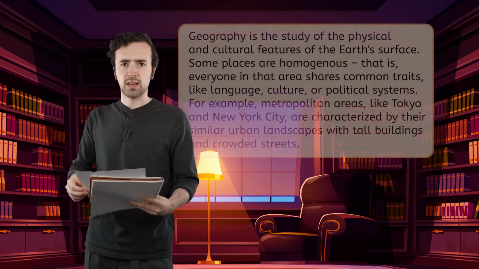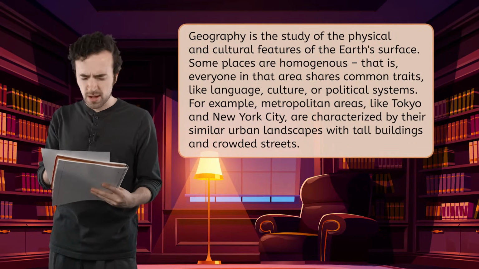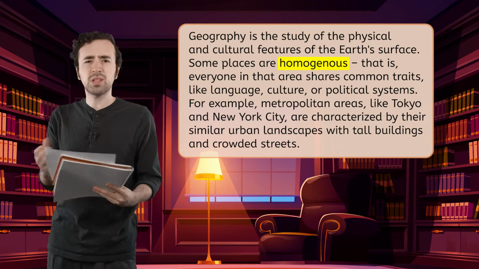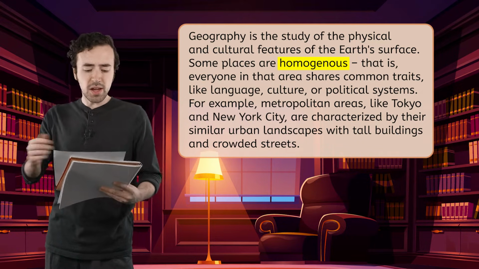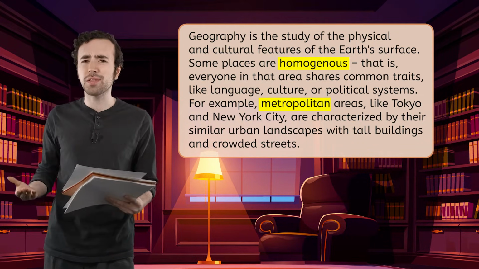Oh, hey there, friends. Sorry, I'm a little out of sorts right now. I just can't understand some of the words in my geography assignment. Here, it says, some places are homogeneous. What does homogeneous mean? And here it says metropolitan. How am I supposed to know the meaning of that word?